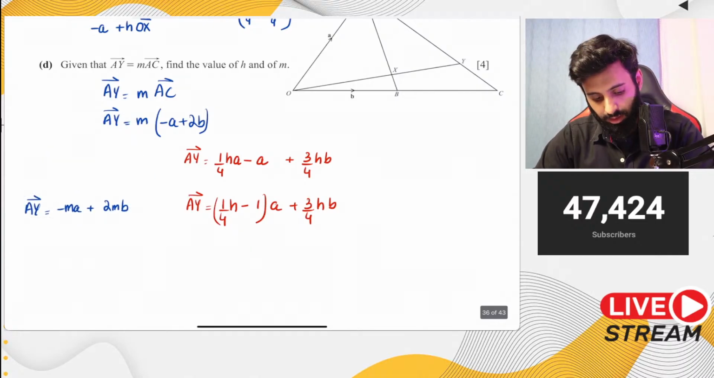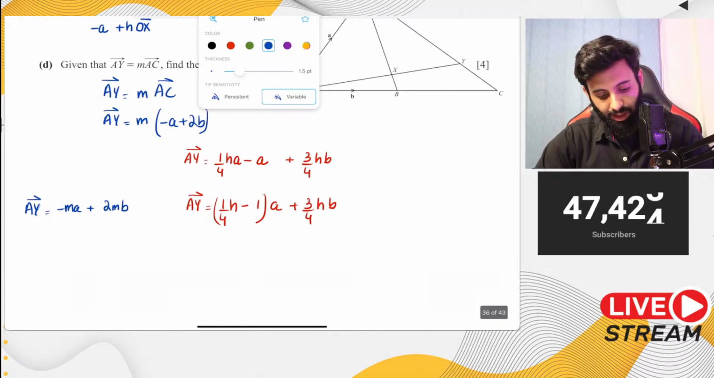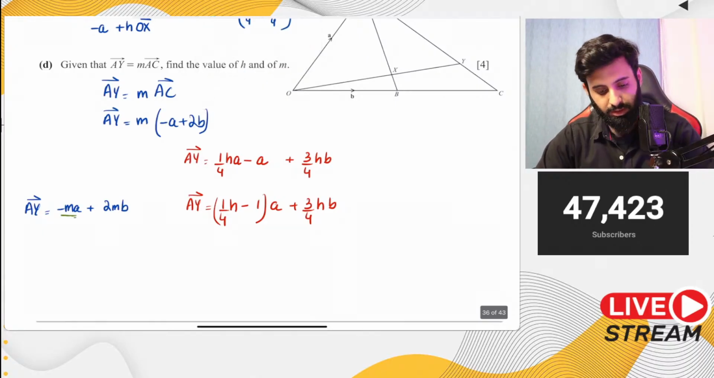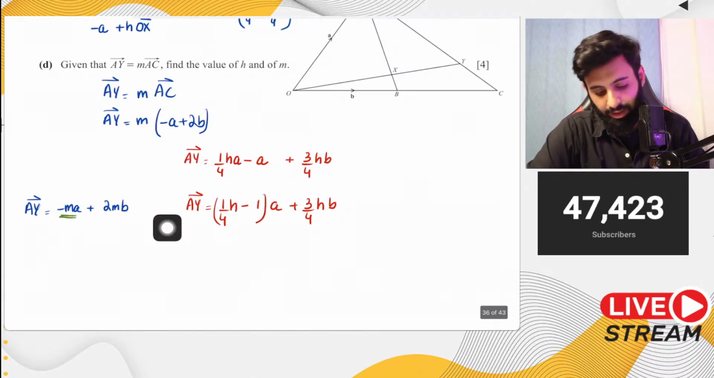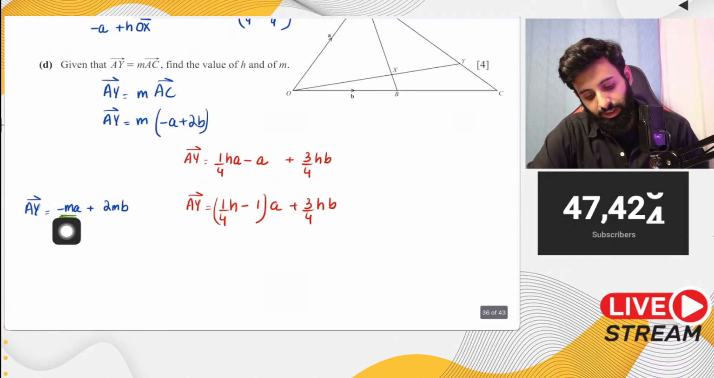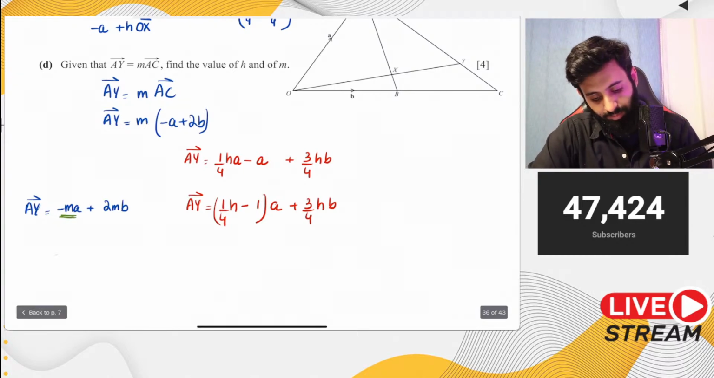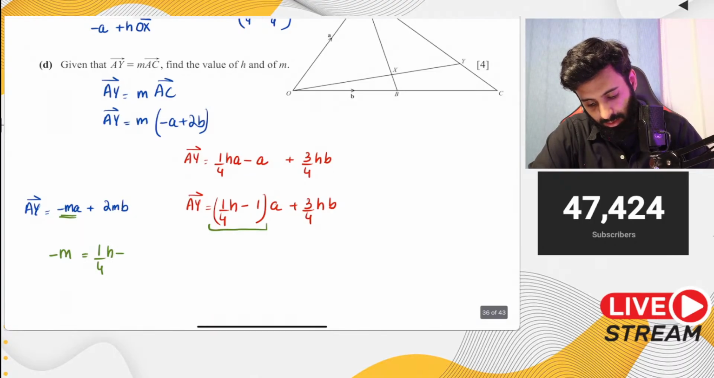Now, what is the coefficient of a from the blue AY? Okay, so let's call this the blue AY and let's call this the red AY. In blue AY, the coefficient of a is minus m. Okay, and in red AY, the coefficient of a is equal to 1/4 of h minus 1. So this is one equation.